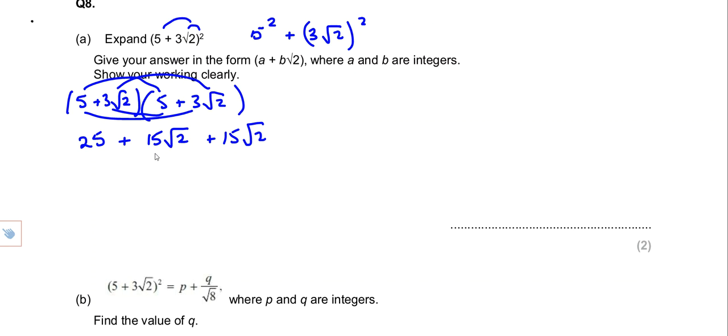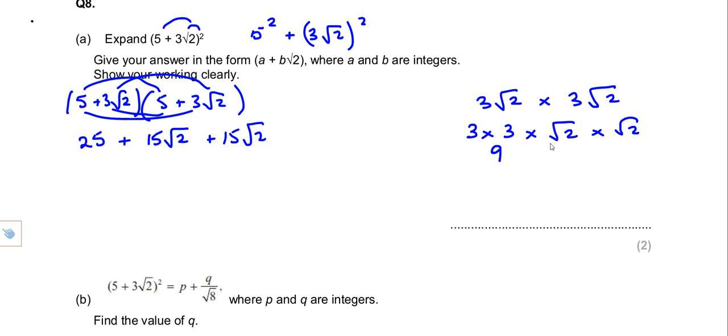So what is 3 root 2 times 3 root 2? Pardon? 18, because? Well, it's 3 times 3 times root 2 times root 2. So that bit's 9, and root 2 times root 2 is? 2. 9 times 2. So this bit, finally, we should have plus 18. Okay?